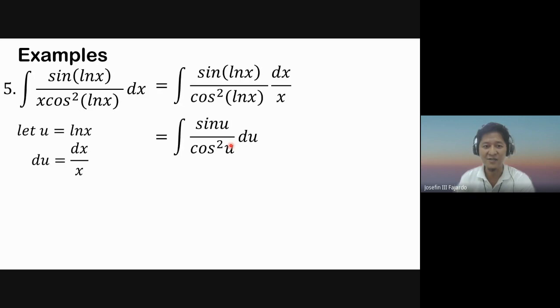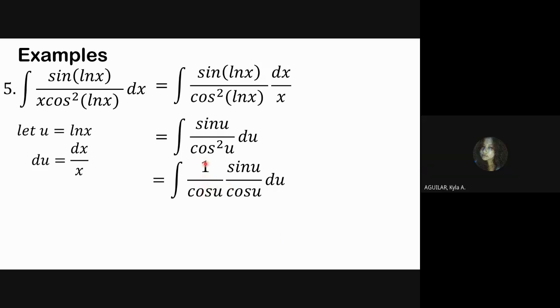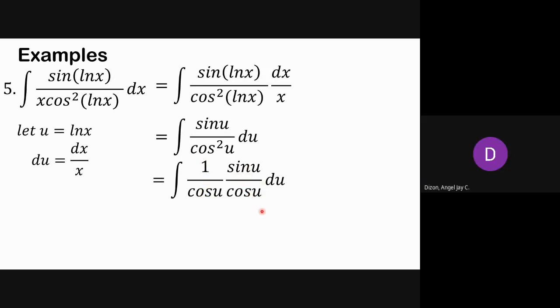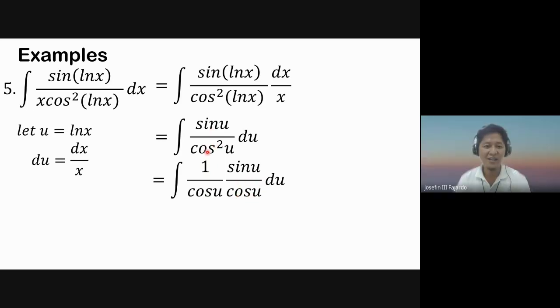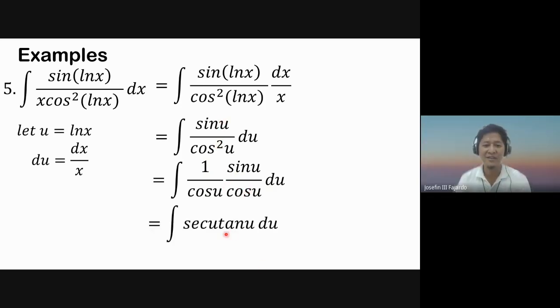So, similar process pa rin. So, we have, hiwalay ulit natin si cosine. So, cosine squared u. But notice, 1 over cosine u is secant u. And then sine u over cosine u is tangent u. And take note, square ito ha. Ingat tayo doon. So, we have here. And then, integral of secant u tangent u is secant u. And then, palitan ulit si u ng lnx. We have secant lnx plus C.